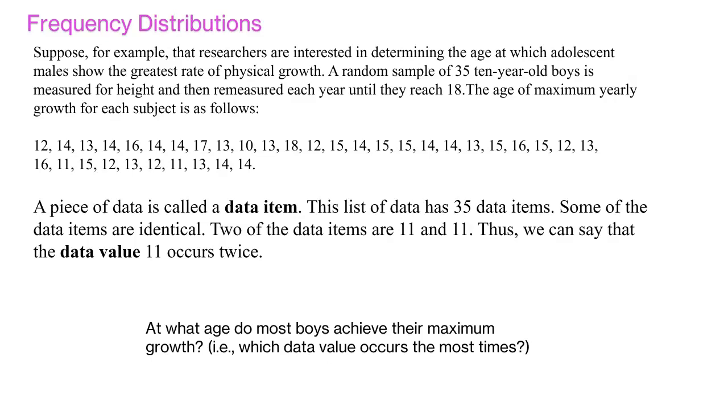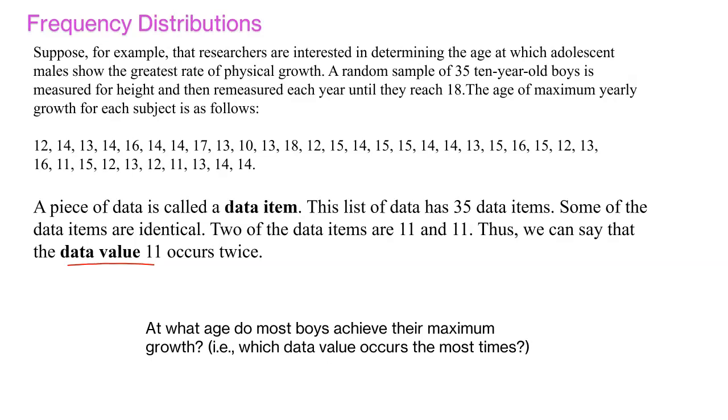Each piece of data is called a data item. Okay, so I have 35 data items. I studied 35 different people. But a lot of those numbers repeat. So each unique value is called a data value. I have a data value of 11. It occurs twice. So data items will repeat. That's just the number of items that you get. But each data value has to be unique. So the data values don't repeat, I just say that I have the data value 11.